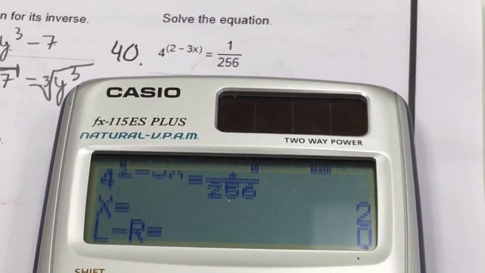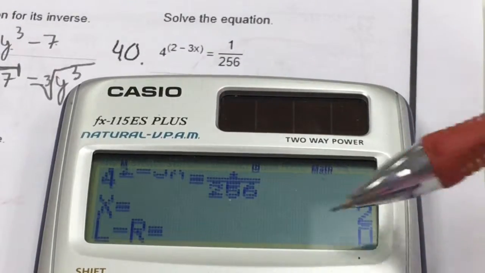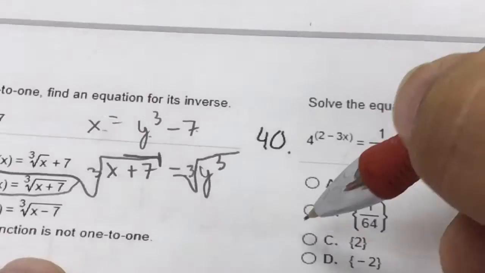Boom. It worked. And I know it works because it'll say left, right equals 0. That means that's the correct answer. If it has a number down here where the LR is, that means you have to hit equals again and keep running it until it gets the correct answer. But right now, we lucked out. The answer is 2.